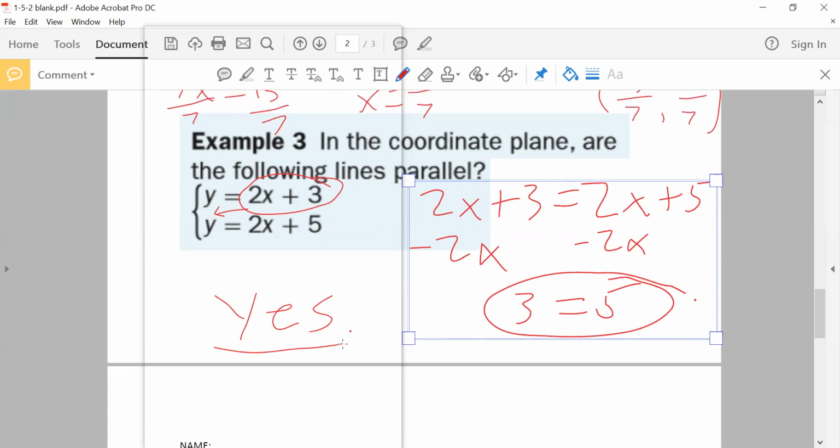How could you have told that right away? Just look at their slopes. They have the same slope of 2. Since they have the same slope, you know that both lines are going to be going up at the same rate, and therefore they are parallel. All right.